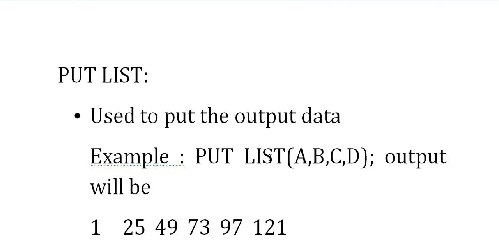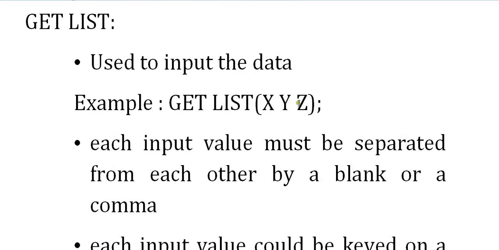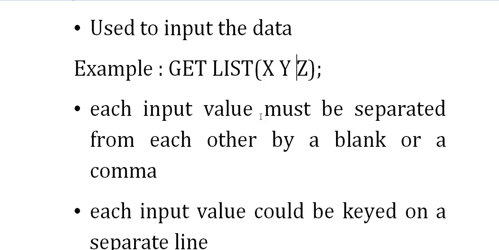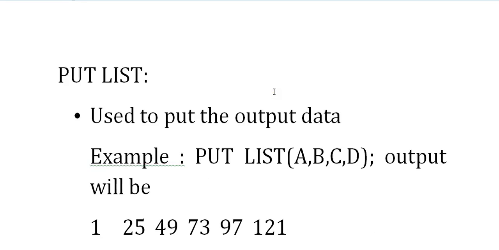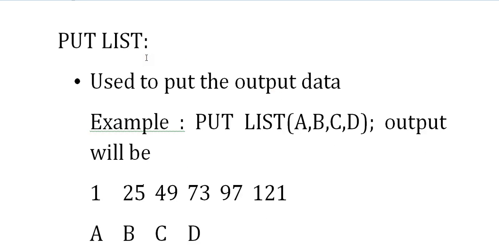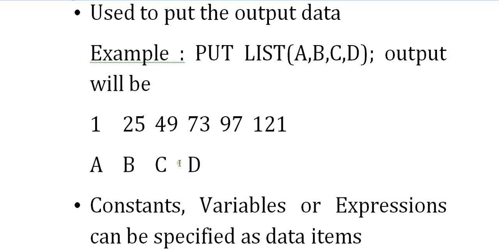Okay, coming to PUT LIST, you might be wondering: now we have entered the values to these variables, and we have to display what values have been assigned to these particular variables. It's the same as the DISPLAY statement in COBOL; you have the PUT LIST statement in PL/1. It is used to put the output data. Example: PUT LIST (A, B, C, D). Output will be like, in A it will throw 1, 25, 49, 73, 97 and 121. These are the specific positions where the output is being displayed.